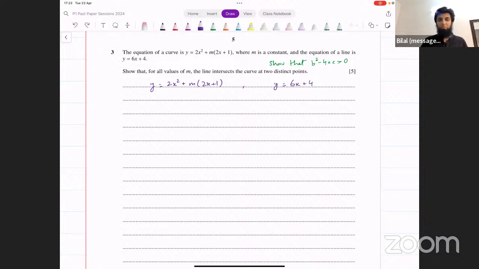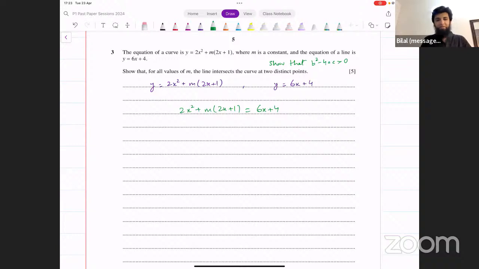You start using the same process that you normally do for problems like these. You equate both the functions, and that will give you a quadratic function. Let's see what we get from that. Since we have y as a subject in both equations, we can just equate them directly, and that will give us 2x squared plus m into 2x plus 1, that equals 6x plus 4. That's the equation that we get. That's how we find points of intersection of two functions.